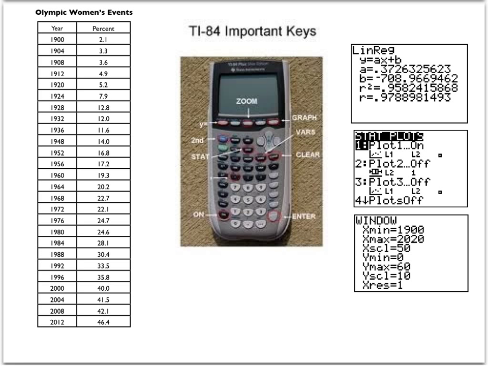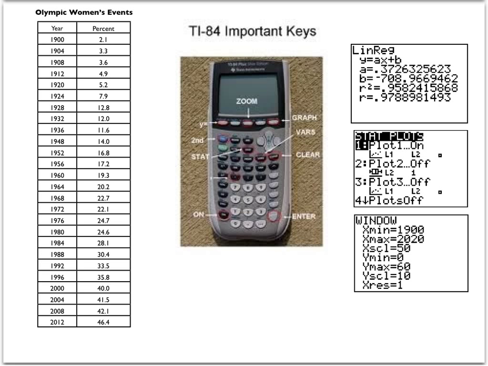B then is considered to be the y-intercept, maybe not that realistic in this case because of starting in the 1900s or 1800s, whenever the Olympics started. Nevertheless, that's our equation.